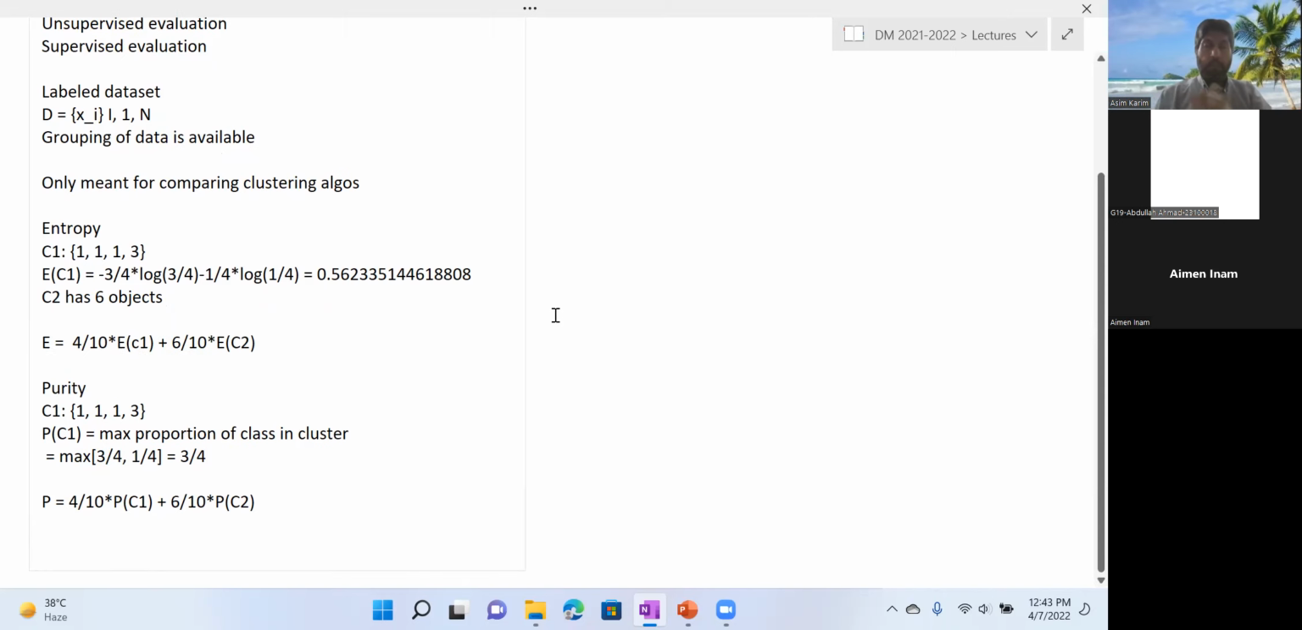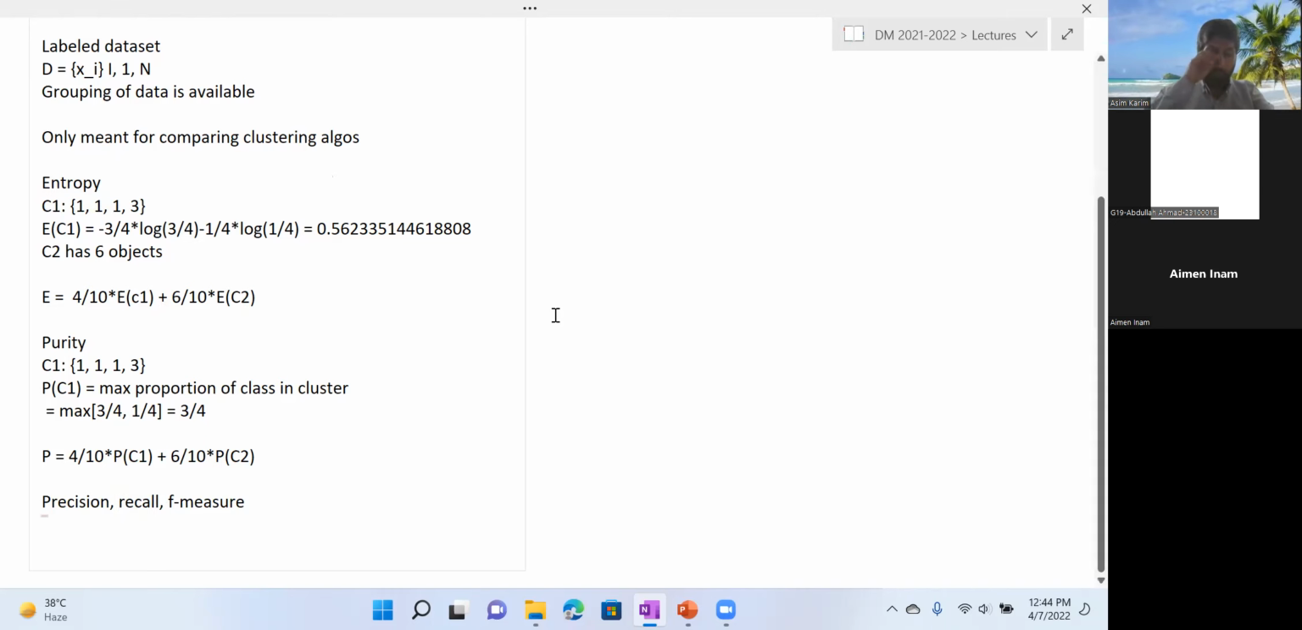So this is purity. These are the two most common techniques that are used for evaluating clusters or clusterings in the supervised domain. Of course, you can also use measures like precision, recall, and F measure or F1 measure. These are also sometimes used, and they have the same definition as in classification.